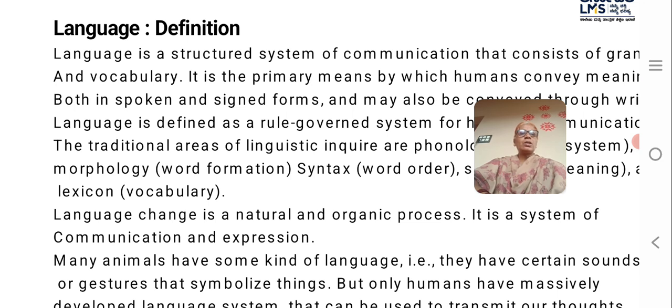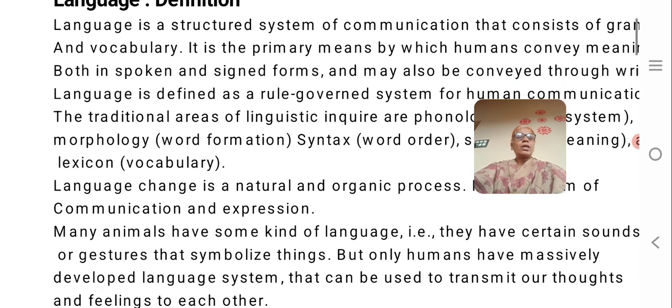It is very essential to know the cultural conventions of the language to communicate effectively with speakers. It is a rule governed system and it has both spoken and sign forms. Language changes naturally and it is an organic process. Even animals do have language, but they have certain sounds or gestures that symbolize meaning. But human language is massively developed, which helps to transmit our thoughts and feelings to each other.